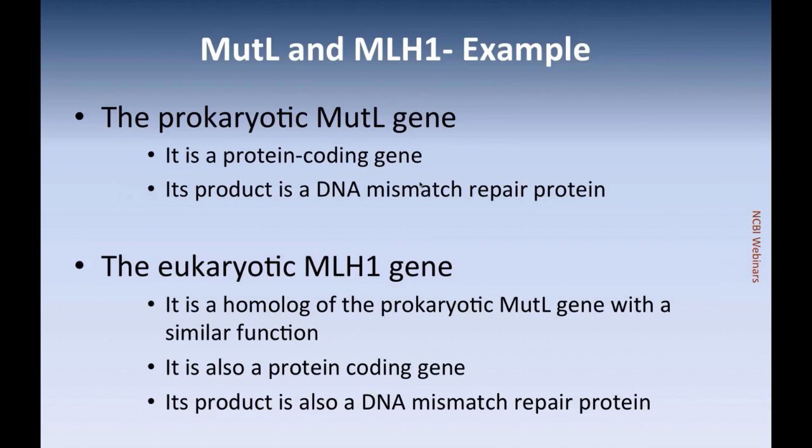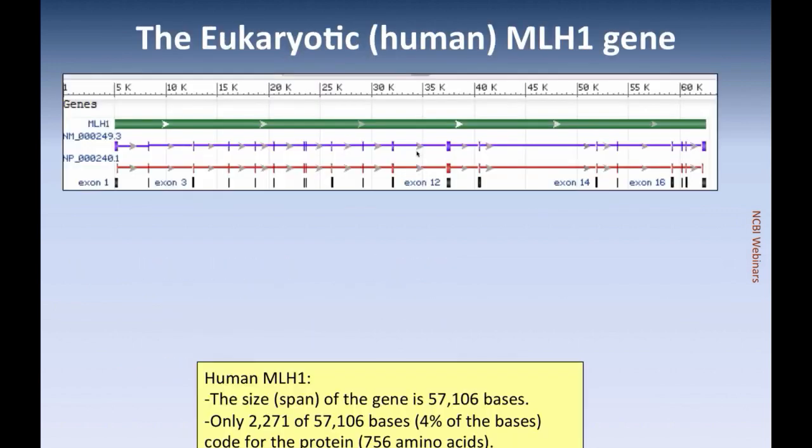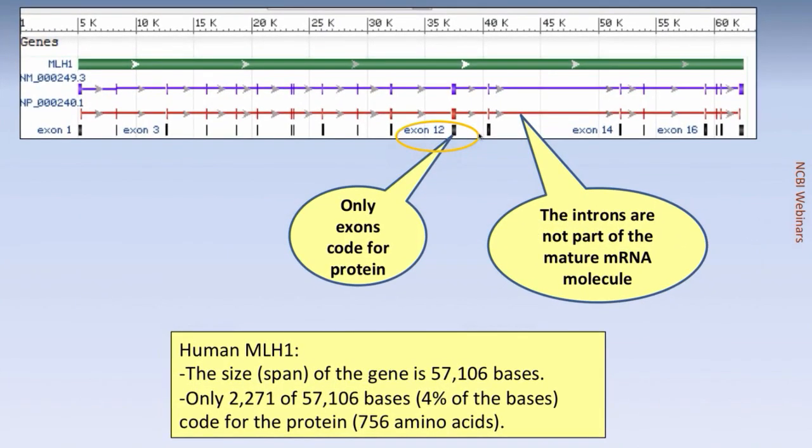They encode DNA mismatch repair proteins, and so we're going to look at that now. The eukaryotic gene, at least the one from human, is shown here. It has 19 exons, and the span of the gene in the genome covers roughly 57,000 bases. But of those 57,000 bases, a little less than 2,300 actually code for the protein, which is a 756 amino acid protein. So in human and other eukaryotic organisms, it is the exons that code for the protein, and the introns are not part of the messenger RNA molecule.